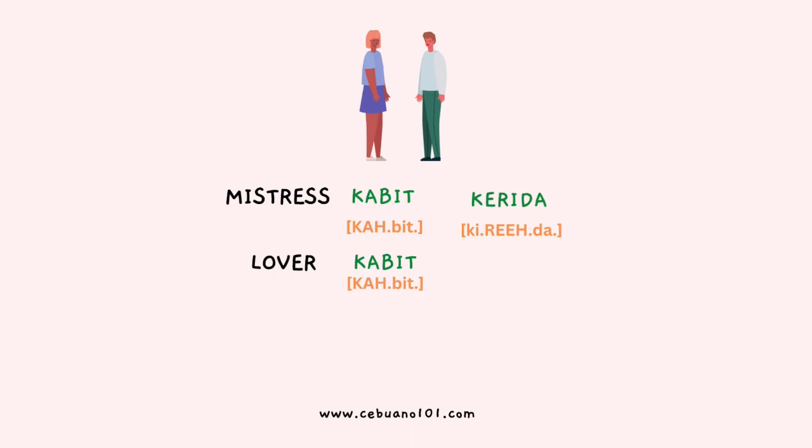Next one, we have mistress. Okay, for woman, mistress, two terms. Kabit, or querida. Querida is actually a Spanish term. And then for men, we call it lover. You can use kabit. Okay, one more time. Mistress is kabit or querida. This is for the women or woman. Lover, referring to man. Kabit, you can just use kabit. We don't use querida for men, okay? So normally kabit, just kabit for men. And for women, mistress, we use kabit or querida.